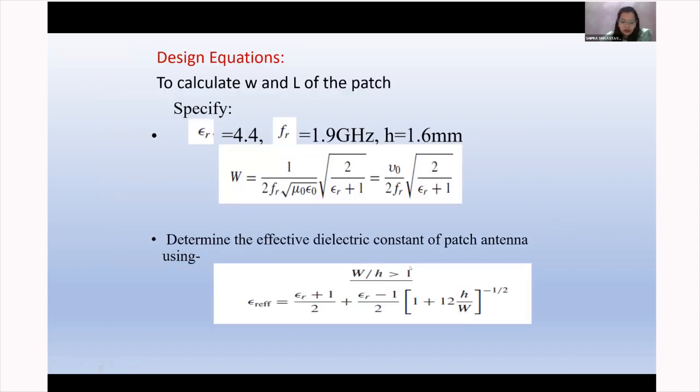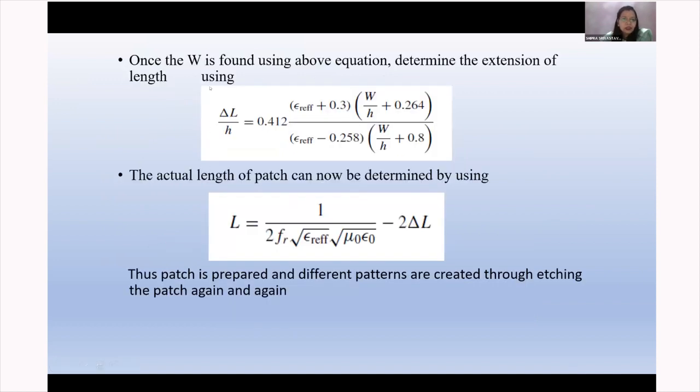These are the equations which we have taken from the book by Balanis. Once we have calculated W, the width of the patch, we can calculate the extension of the length, that is delta L by H. These are some equations. Now to calculate the actual length, L equals 1 over 2 f_r root epsilon R effective root mu naught epsilon naught, minus 2 delta L. Here f_r is the resonating frequency on which my antenna will radiate, and epsilon R effective I have already calculated in the last equation. By these equations, I can calculate the length and width of my patch antenna.